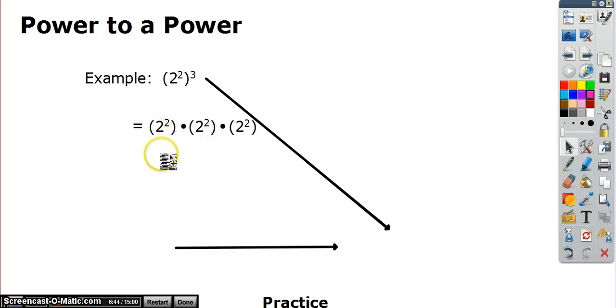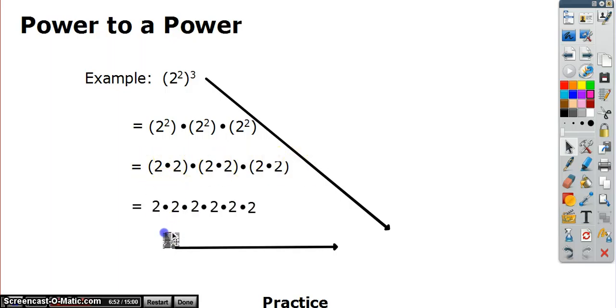Then within each parentheses, I'm going to write out 2 times 2, because that's what 2 squared is. Now again, since everything's being multiplied together, we don't need any of those parentheses. So it's just 2 times 2 times 2 times 2 times 2 times 2. If you multiply all those together, you get 64. Again, not so interested in the 64. I'm more interested in what this would look like as a power of 2.